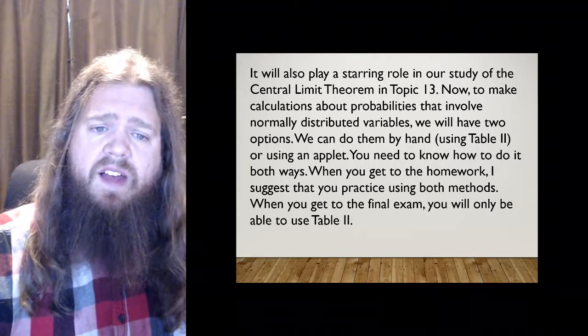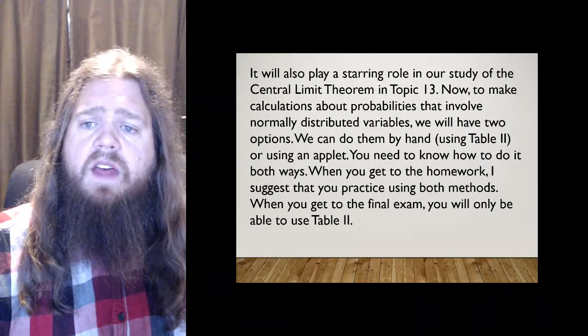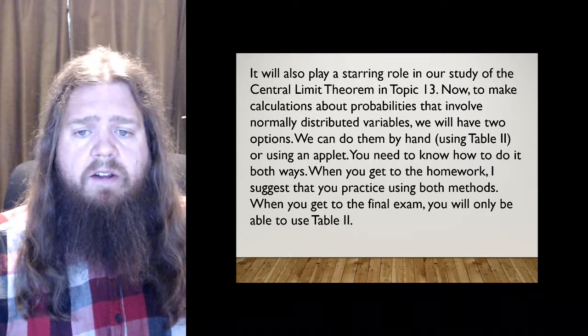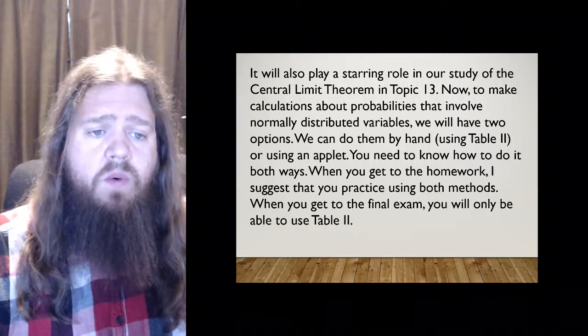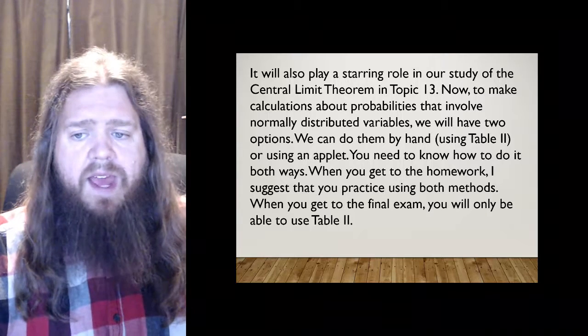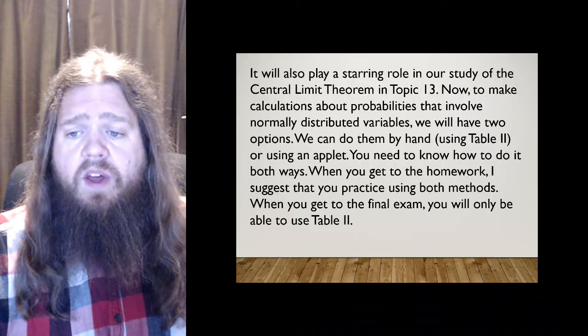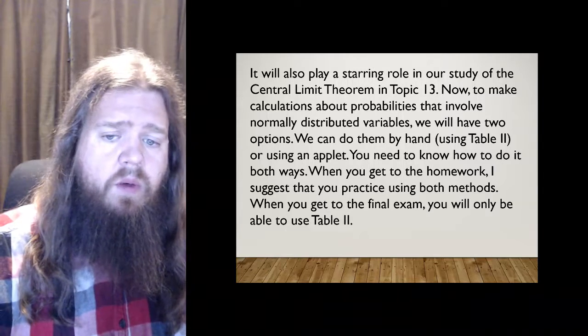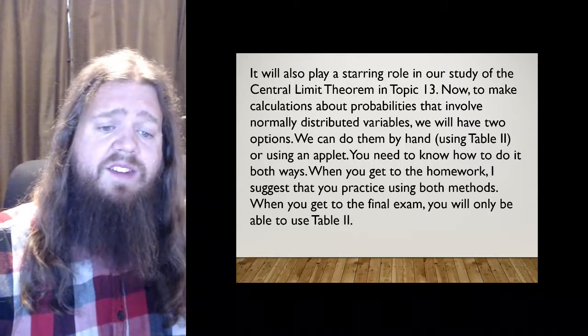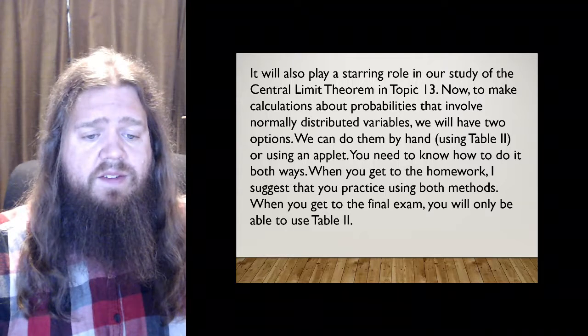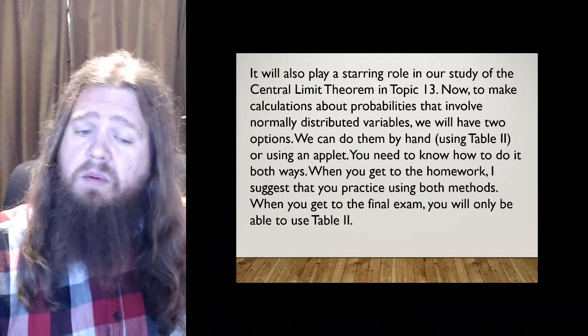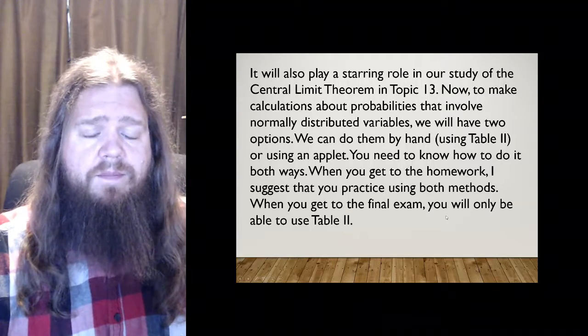Now to make calculations about probabilities that involve normally distributed variables, we will have two options. We can do them by hand using table 2 or using an applet. You need to know how to do it both ways. When you get to the homework, I suggest that you practice using both methods. When you get to the final exam, you will only be able to use table 2.